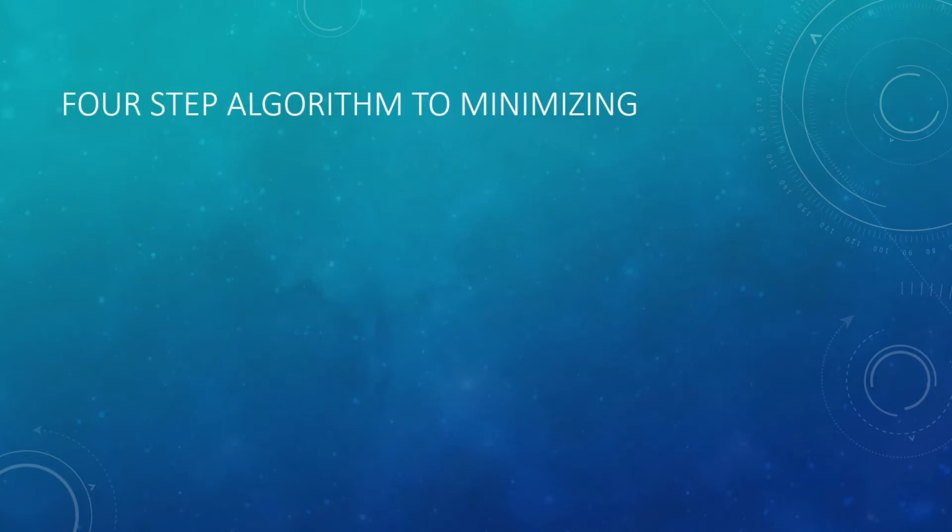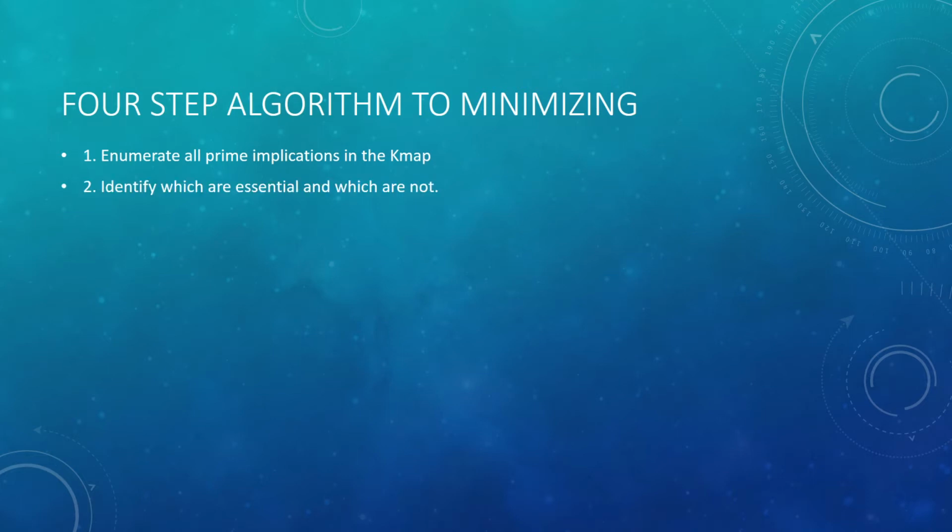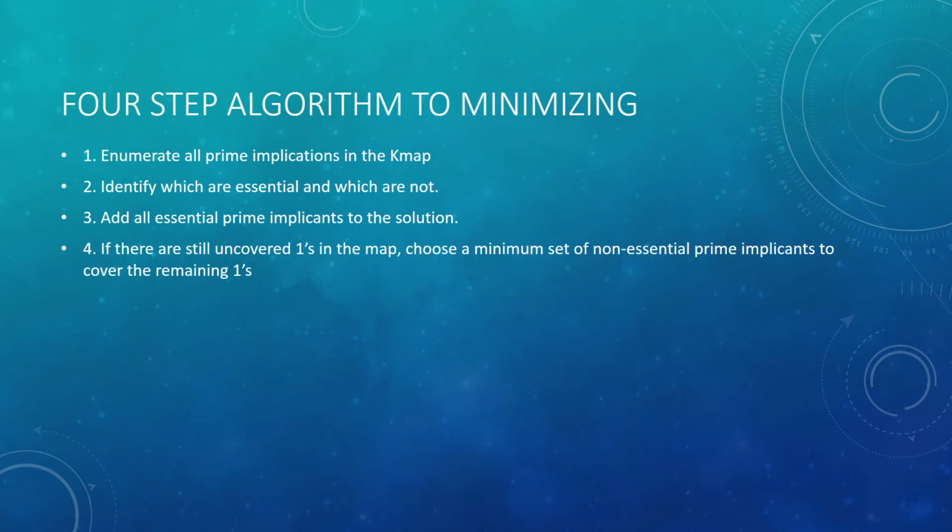Once we place our ones and zeros into the K-map, how do we reduce the equation? Well, there's a four-step algorithm. The first step, enumerate all prime implicants in the K-map, identify which are essential and which are not, and add all essential prime implicants to the solution. If there are still uncovered ones in the map, choose a minimum set of non-essential prime implicants to cover the remaining ones. Now the question is, what's an implicant?